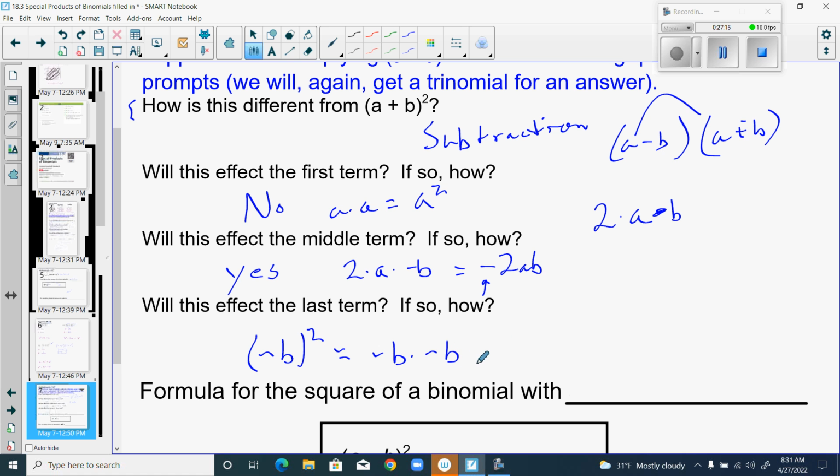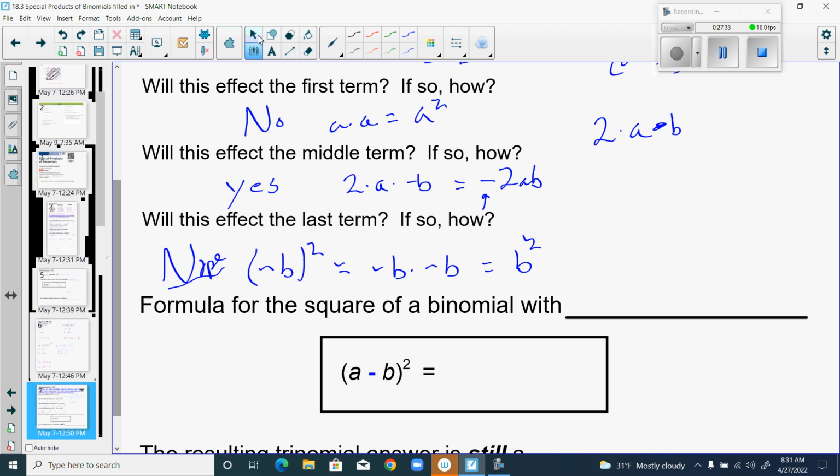So what does that mean overall in our problem? What that means is that the formula is exactly the same except for this middle term. When we were looking at this last time, this is our pattern from before, everything's going to be the same except for this addition. So let's go ahead and fill in our notes.